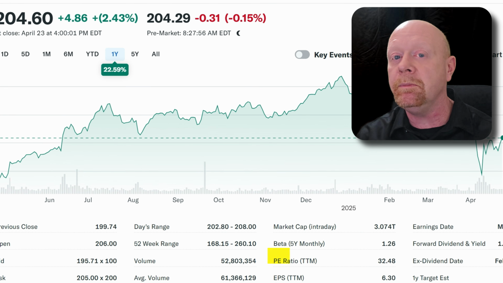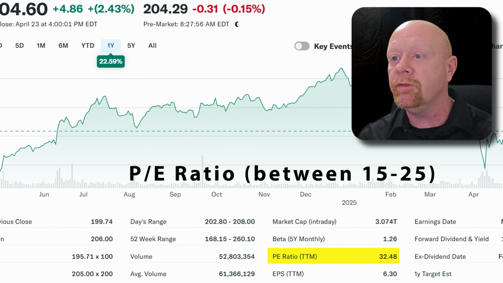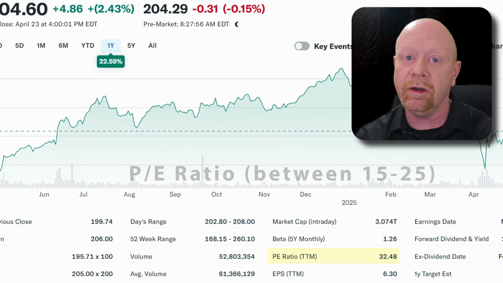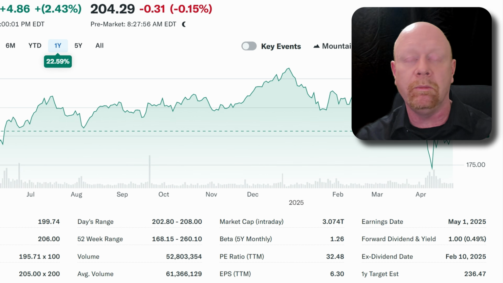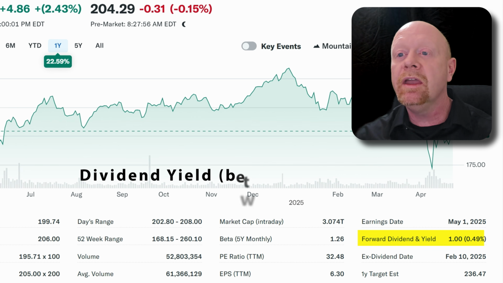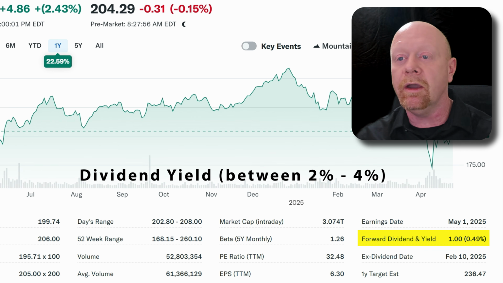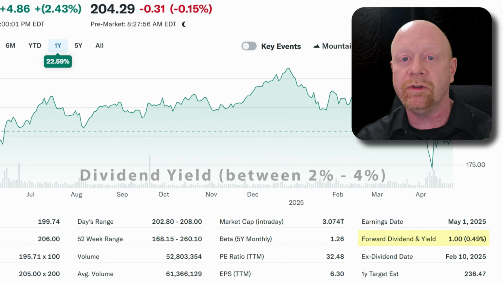Ideally, you want the PE between 15 and 25, which is generally considered reasonable, indicating a balance between stock price and earnings. If you like dividends and you like receiving that quarterly or monthly dividend yield, you ideally want a dividend yield of between 2 and 4%, and this can provide a steady income stream for you.